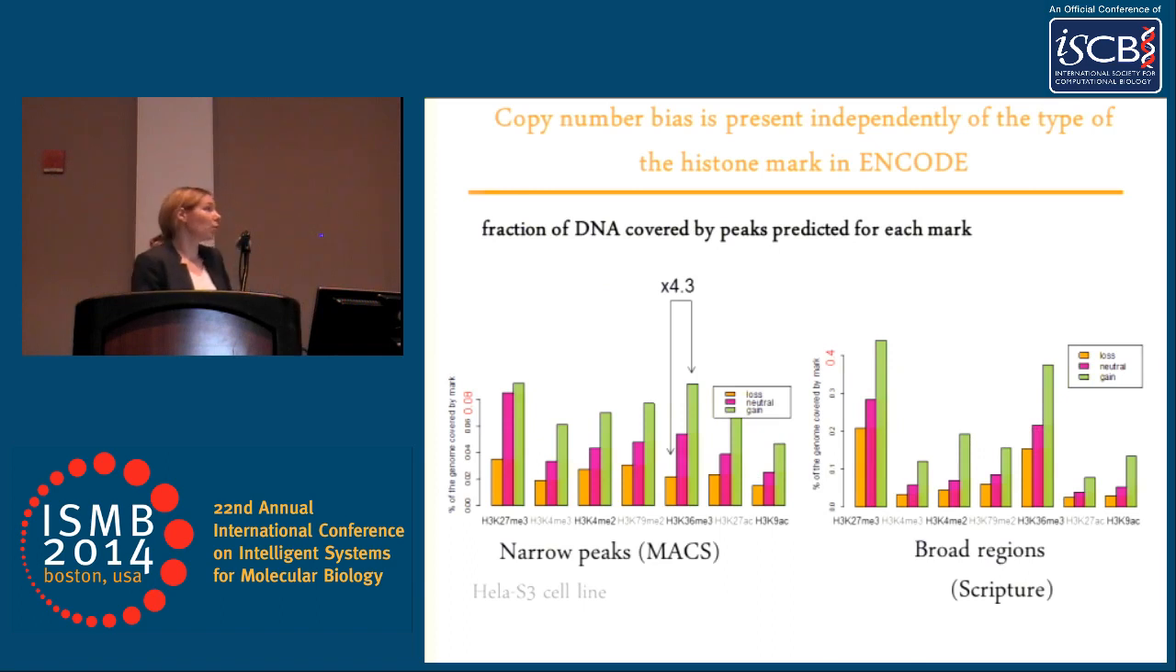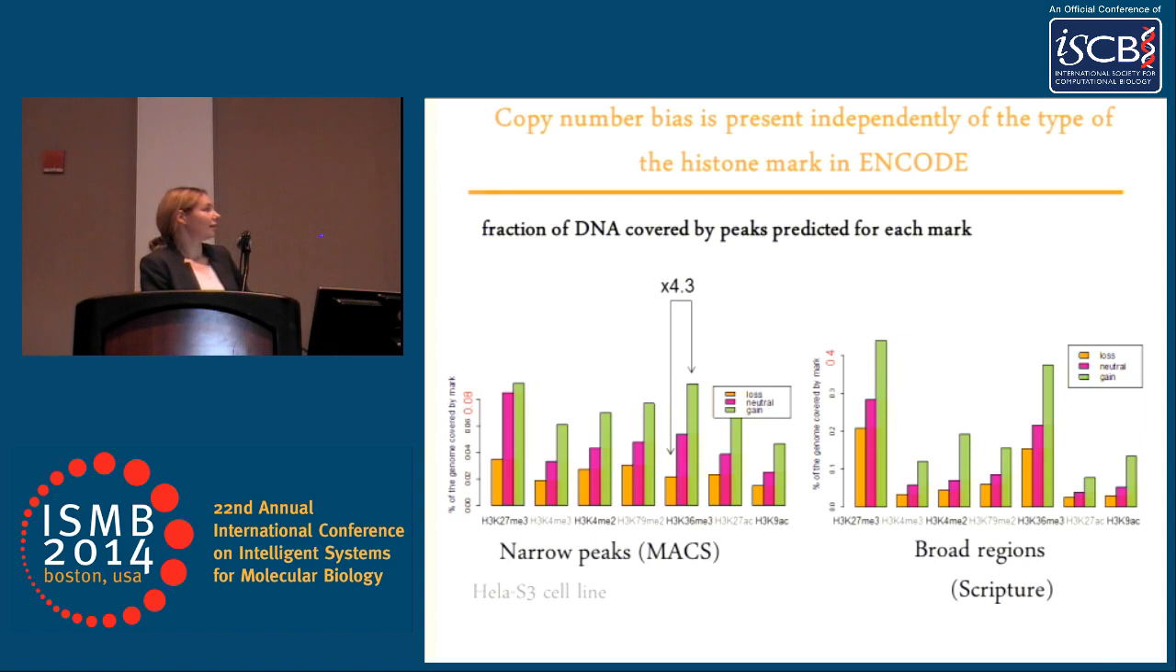So we wanted to check whether there is this copy number bias in these two data sets of peaks calculated by Max and Scripture. And we saw that indeed there is a huge copy number bias. So what you can see here, you see different marks. And you see the coverage by these marks in the regions of loss in orange, copy neutral in purple, and regions of gain in green.